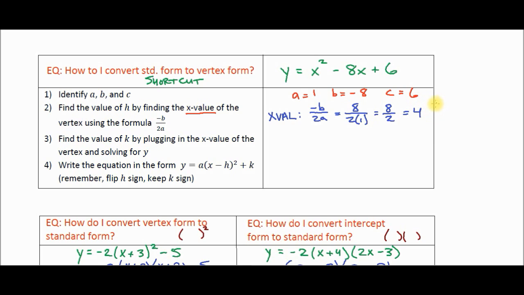And I'm going to write here, kind of go outside the box. Let's just put on here, this is h. Our x value of our vertex is our value for h.